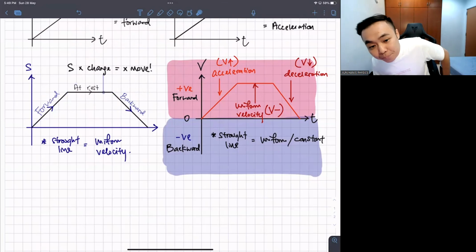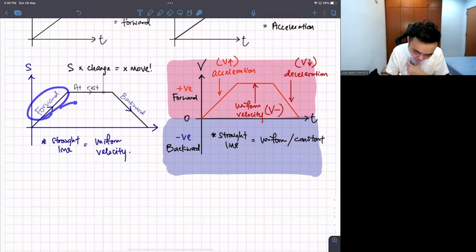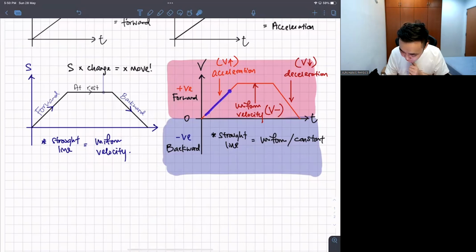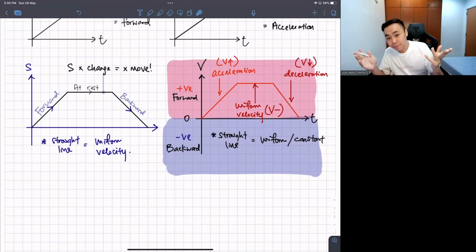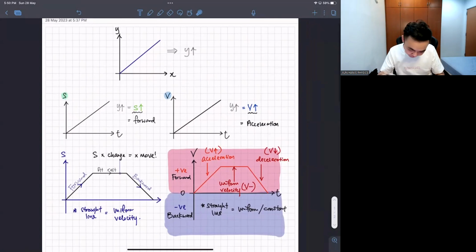Understand? So now you see, if you use the format I teach you, they become a sentence, am I right? Here we are moving forward with uniform velocity. The object is at rest. Moving backwards with uniform velocity. Moving forward with uniform accelerations. Moving forward with uniform velocity. Moving forward with uniform decelerations. So that's how you describe your motion graph.